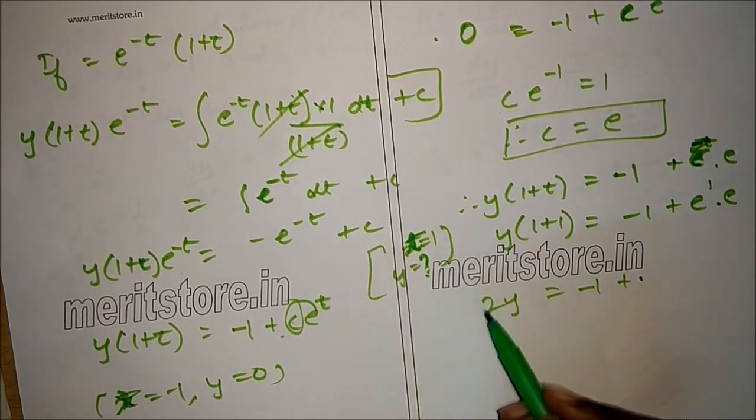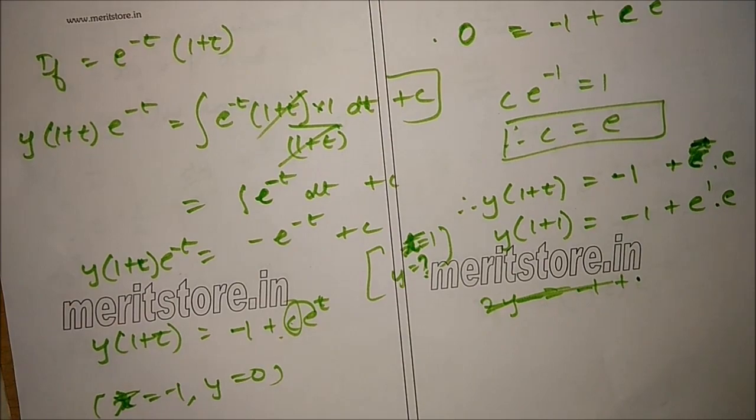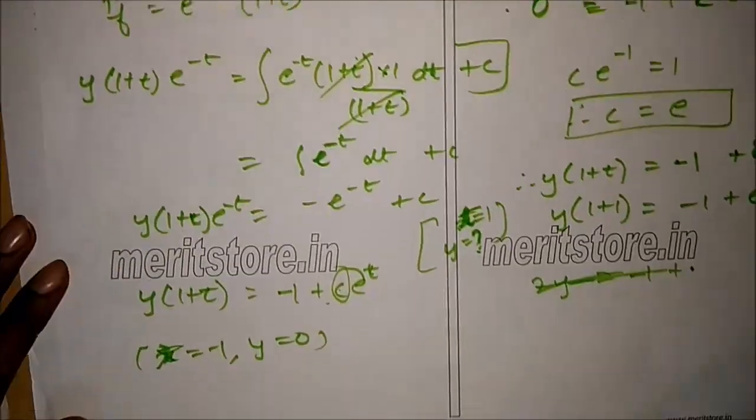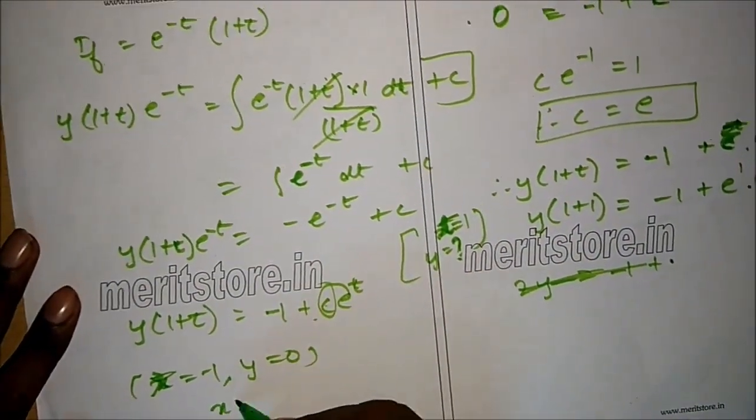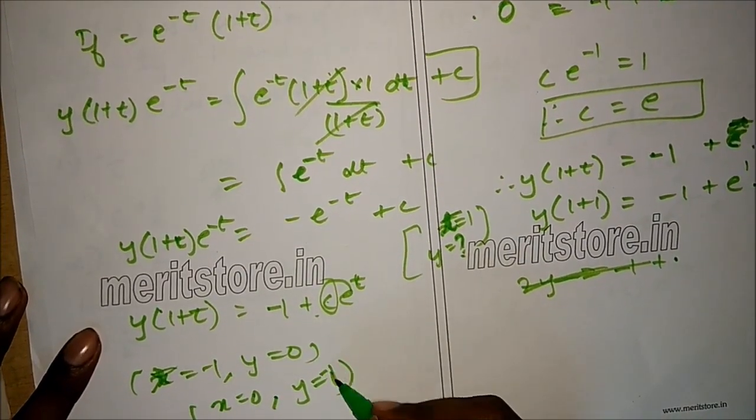This term isn't there. That's a correction. It is given that when x is 0, y is minus 1, not the opposite.